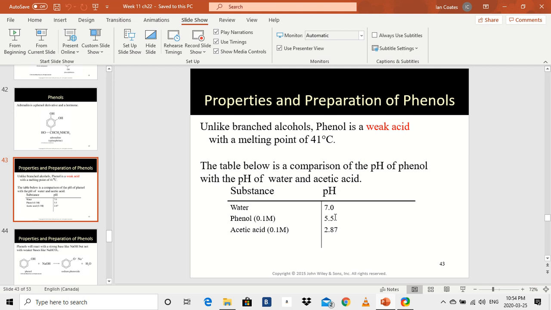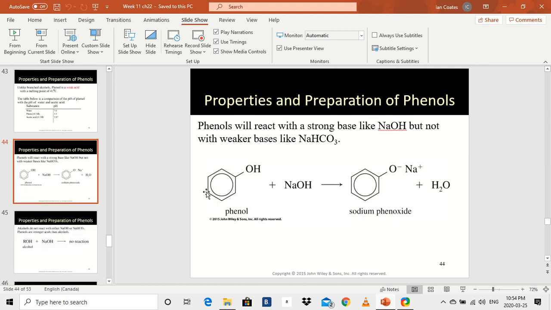And there's Sonia the cat. Get out of here. Go on. You haven't run away yet. All right. Properties and preparations of phenol. Oh, she didn't like that. She's walking away. Good.